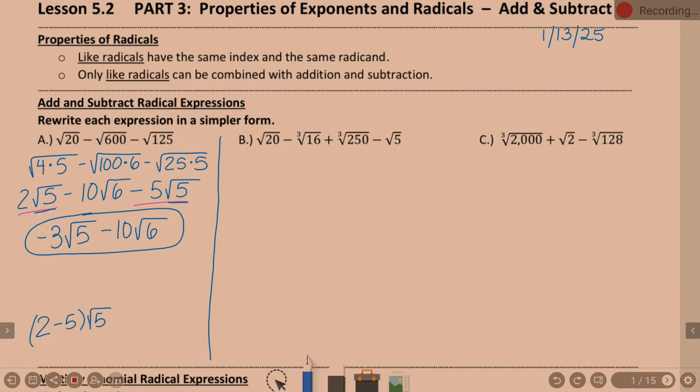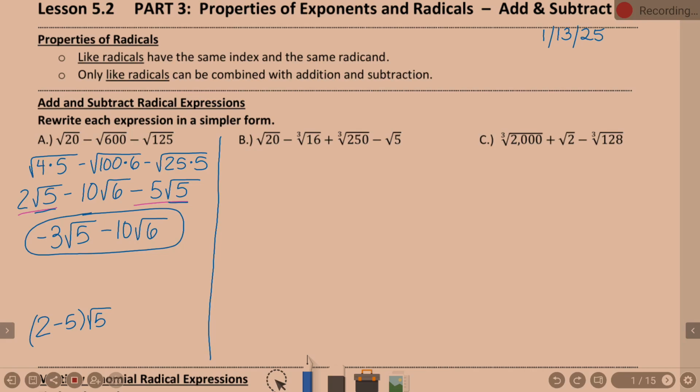Okay, let's look at B. Where do you think I'm going to tell you to start? Cube root. Or just in general, as it stands, do any of these go together? No. So in general, I'm going to tell you to simplify them. See what happens, see if then maybe some do go together.